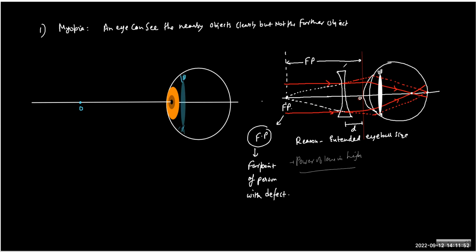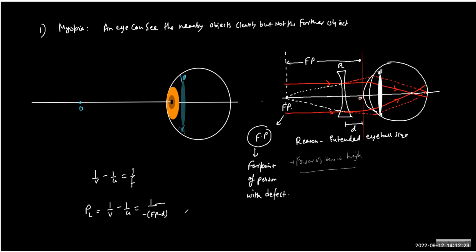So you will be asked to find the power of the lens. What is the power of the lens used? We can use the lens formula. What is the lens formula? 1 by V minus 1 by U equals 1 by F. And 1 by F is equal to power. So we can say the power of the lens used is how much? Tell me, what is V for the lens? It is minus, can we write minus FP minus D?